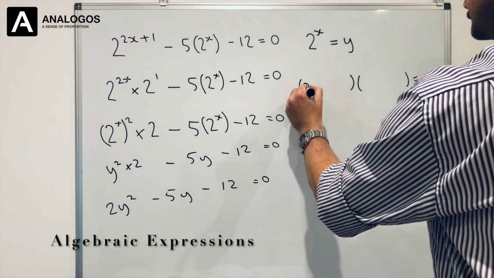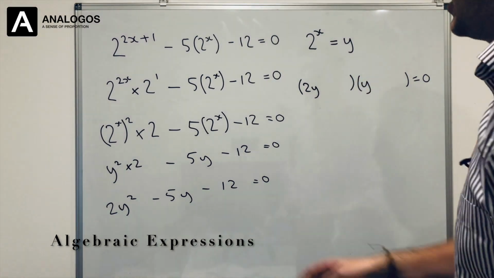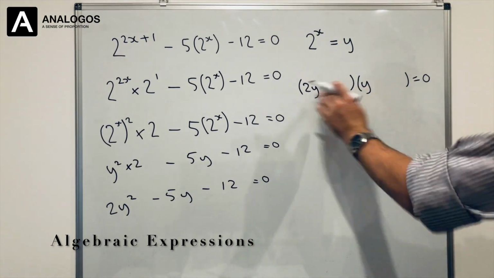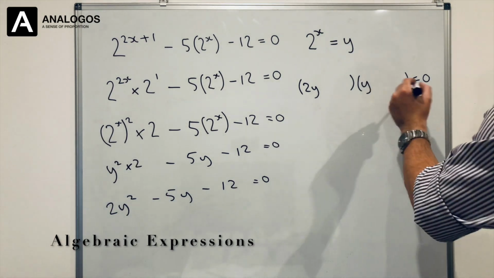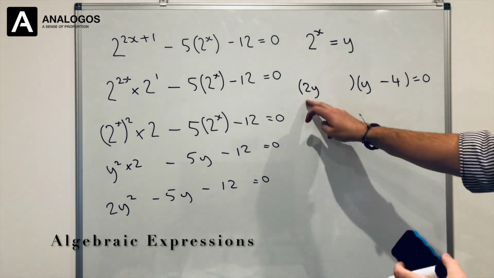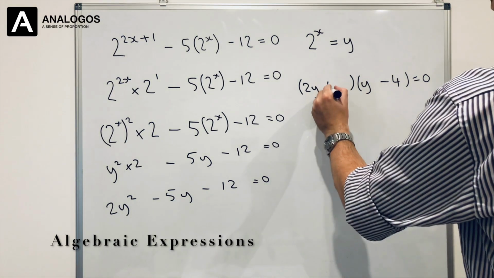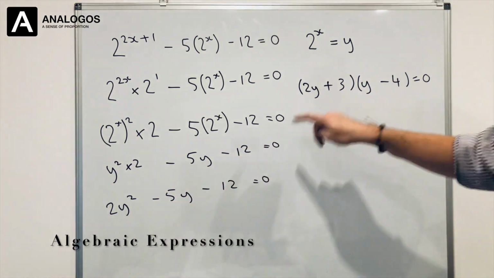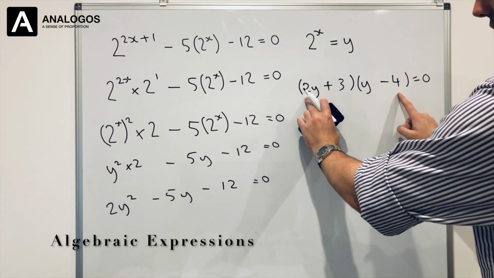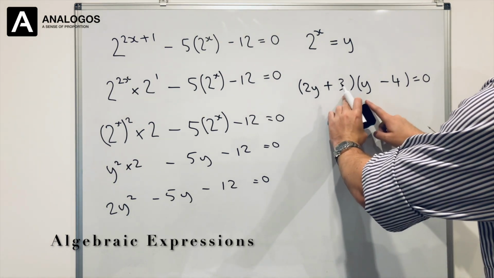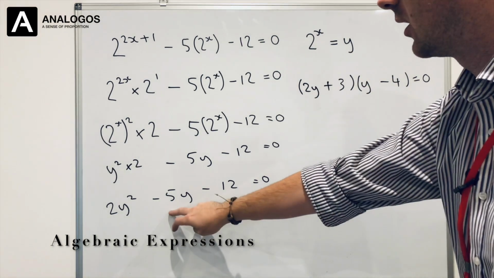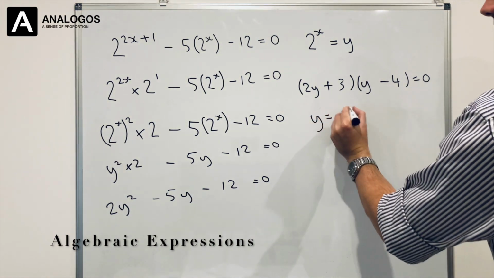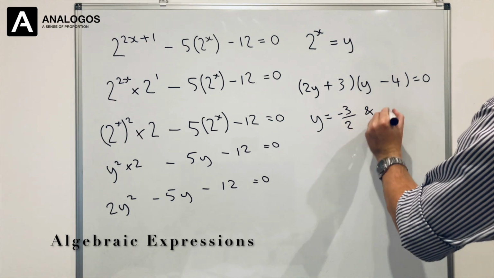So 2y squared, the first two terms in the brackets have to be 2y and y. And what are the factors of negative 12 that would give you minus 5 combined with 2y and y? So that would be minus 4 and 3. So minus 4 times 2y would be minus 8y, plus 3y. So let's double check using FOIL. First terms, 2y times y would be 2y squared. Outside, minus 4 times 2y is minus 8y. Inside is 3y. So minus 8y plus 3y would be minus 5y. Plus 3 times minus 4 would give you minus 12. Therefore, y equals minus 3 over 2 and 4.